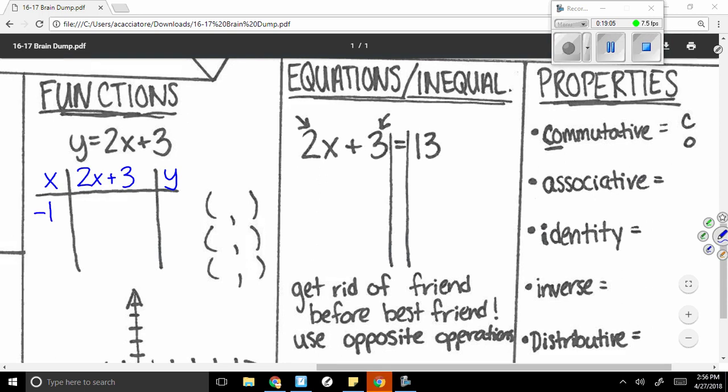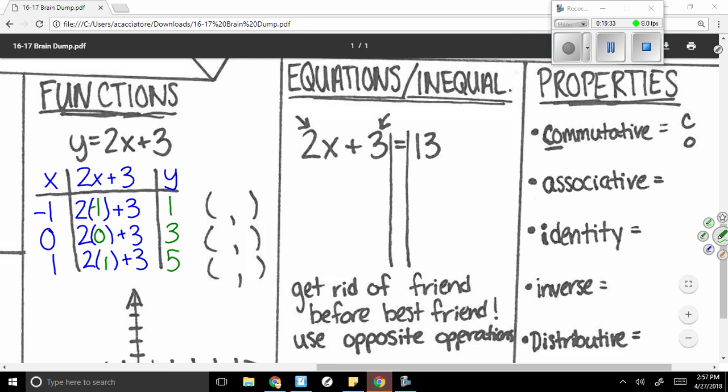I always like to pick numbers, some that are negative, some that are positive, and I like to have 0 in there. And then each time I'm putting in a different x. So I can go through and just fill in all of this completely. And when I put in -1 and 0 and +1, I'm going to get different answers. So on my y, I've got 1, 3, and 5.